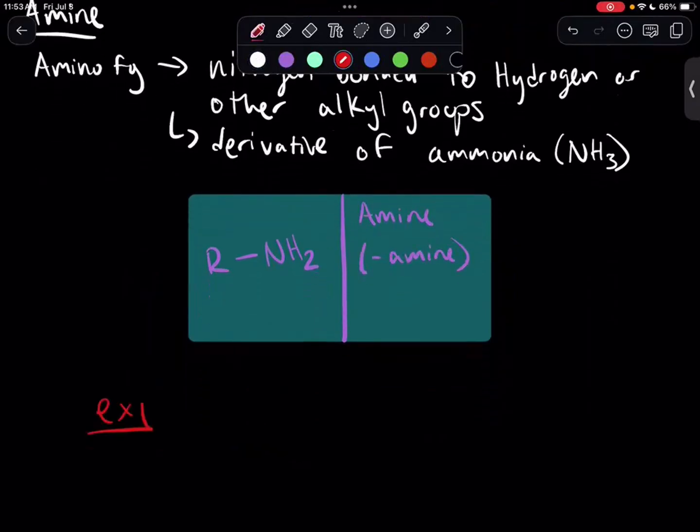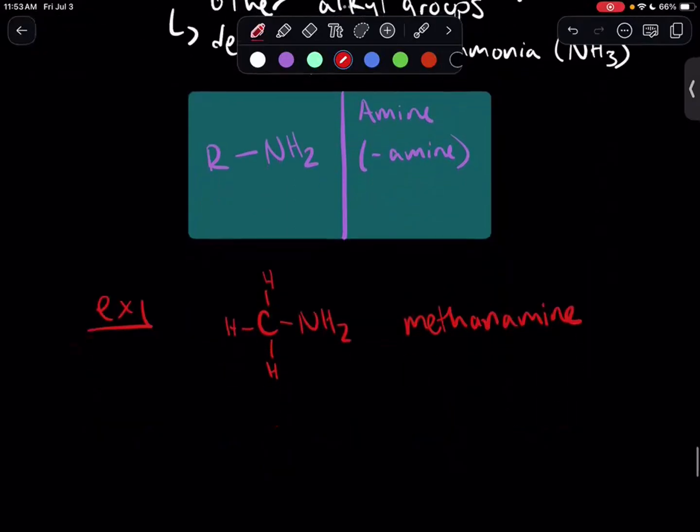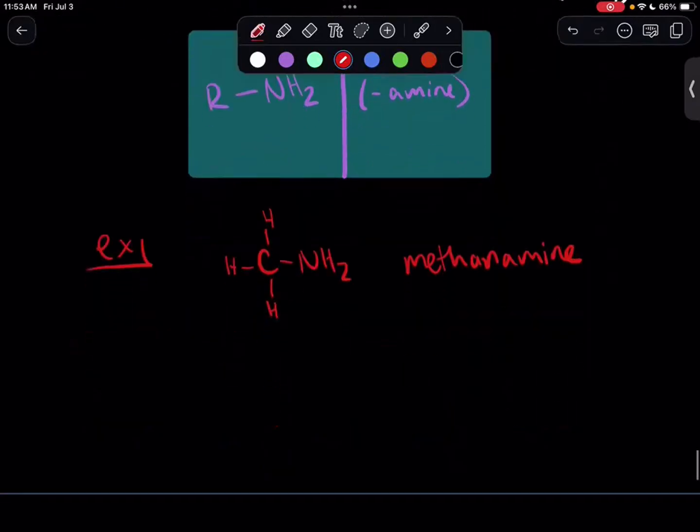In our example, we might just do CH3NH2, and this is methanamine. Simply put, we just add amine to the end of the word.